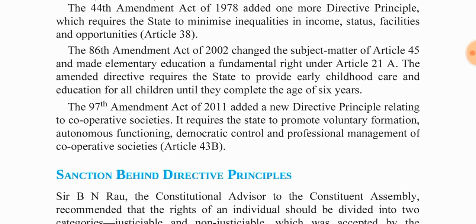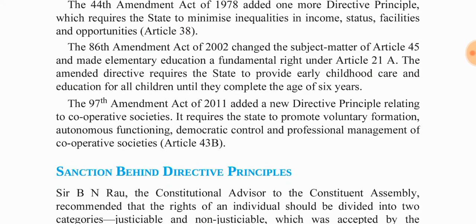And in the 97th Amendment Act of 2011, they added a new directive principle relating to cooperative societies. Through this, they require the state to promote voluntary formation, autonomous functioning, democratic control and professional management of cooperative societies, as in Article 43B.